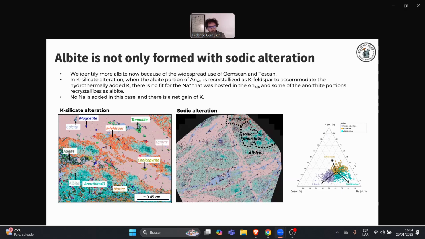And this has been kind of misleading in interpretations. This albite is not added sodium, it's just that during K silicate alteration the albite portion of plagioclase recrystallizes to K feldspar to accommodate the added potassium. There is no more fit for sodium that was hosted in the plagioclase, and some portions of that plagioclase need to recrystallize into albite. So we need to be careful with that. So that's all. Thank you.